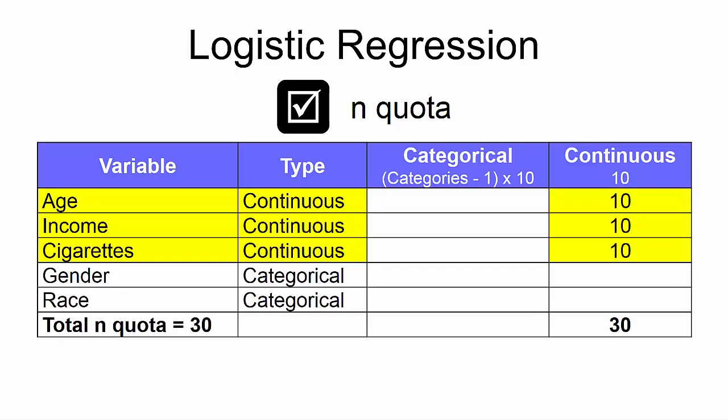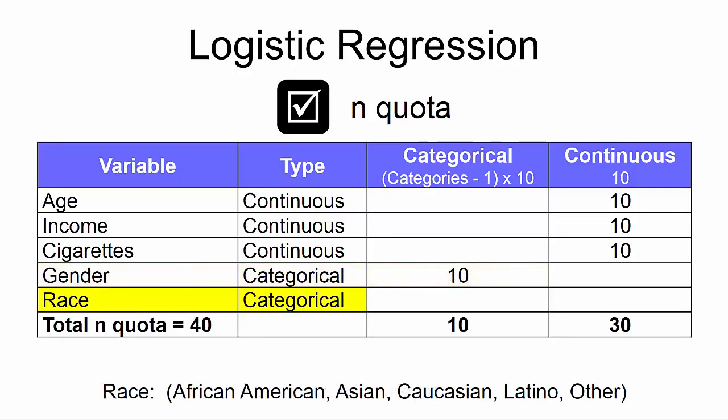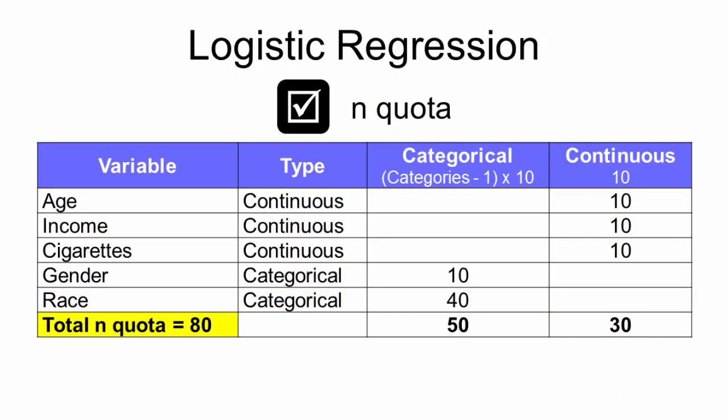Next, we'll account for the categorical variables, beginning with gender. Gender contains two values. We compute 2 minus 1 times 10, which is 1 times 10. Race contains 5 values. We compute 5 minus 1 times 10, which is 4 times 10. We find that this model requires an N of at least 80 to produce robust results.